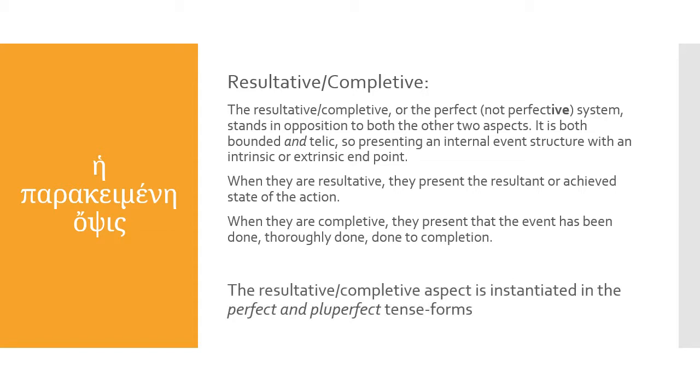The resultative completive aspect is instantiated in the perfect and pluperfect tense forms. So again here there's a pairing. The perfect tense form represents the non-past, and the pluperfect tense form represents the past in the indicative system. Outside the indicative system, you only find the resultative completive forms. That is, there's not perfect and pluperfect participles, there's just perfect participles.